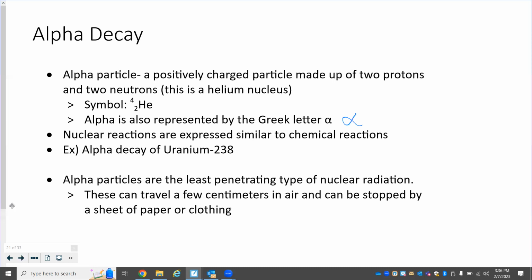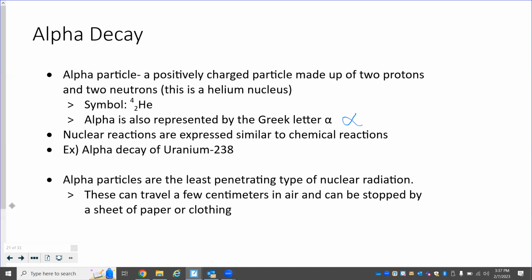And nuclear reactions can be expressed as a chemical reaction. So we can look at the substance we're starting with, and then when it gives off an alpha particle, what does it change into? Writing nuclear reactions is something you're going to have to be able to do. So we're going to go over this together.